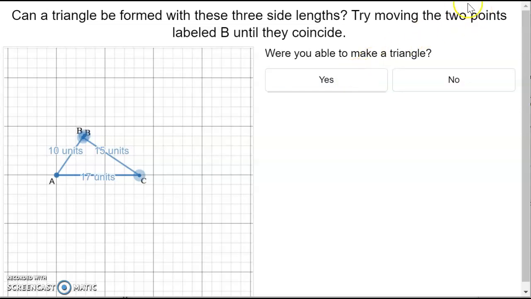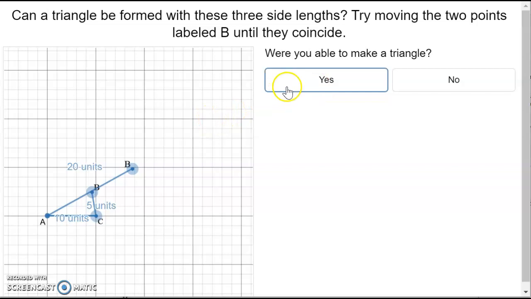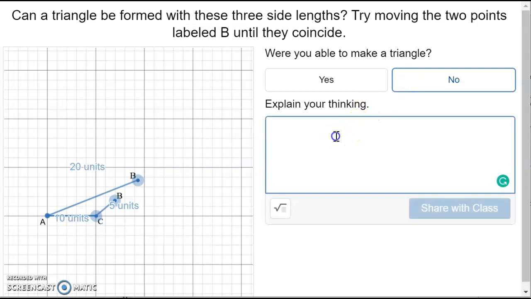Okay. What about the next one? You should have had sides that look like this. Can the triangle be formed with these lengths? Well, if I move it over here, okay, that's going too far. Okay, so then let's try to move the other side to match it. Oh, no, it's never going to match, is it? It's never going to coincide. So I'm going to say no. Okay, so I can say something like AB is too long.